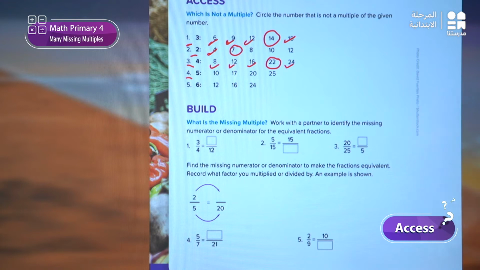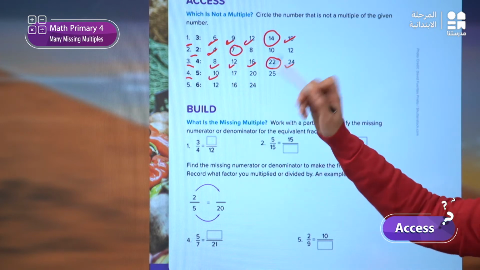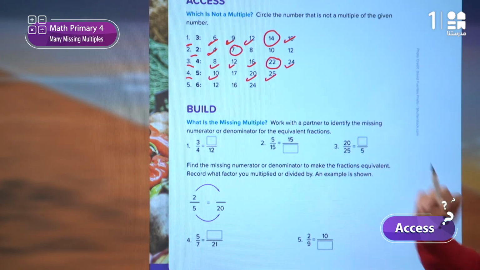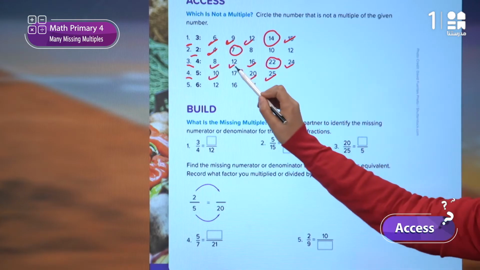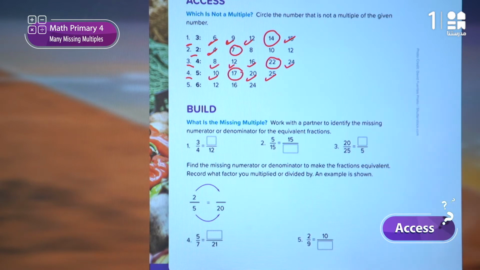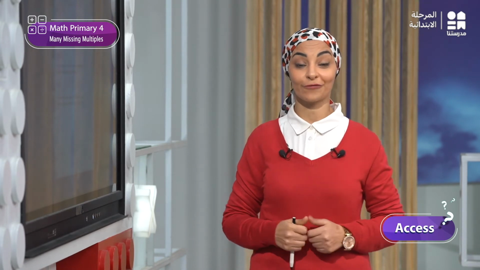Problem number 4 كلنا ملاحظين ان all the numbers are multiple of 5. هنلاقي ان 10 multiple of 5 وكمان 20 multiple of 5 و 25 multiple of 5. Except which number? Yes, except 17 is not multiple of 5. مش كلنا عارفين ان multiples of 5 لازم يبقى في ال ones place يا اما 0 يا اما 5.